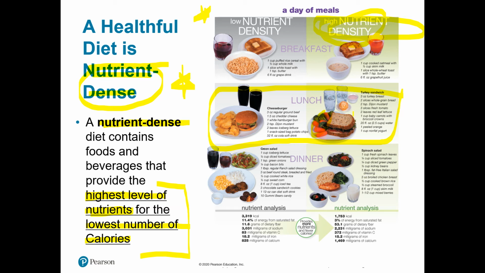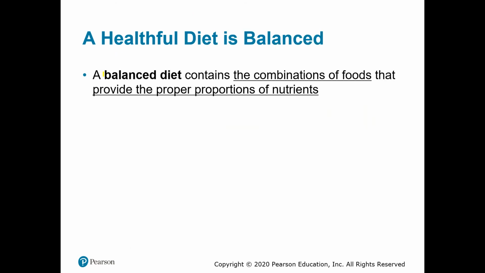Same thing with the sandwich. On the right-hand side, on the nutrient-dense column, this is a whole grain or multi-grain bread versus a white hamburger bun on the left side. So you're getting many more nutrients out of the whole grain bread, and you're getting fewer calories. Whereas with the white hamburger bun, you're getting more calories and fewer nutrients. So a healthy diet is one that provides a lot of nutrient-dense foods.